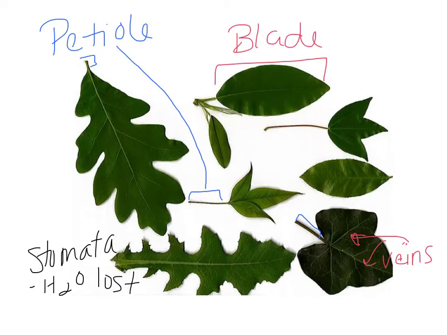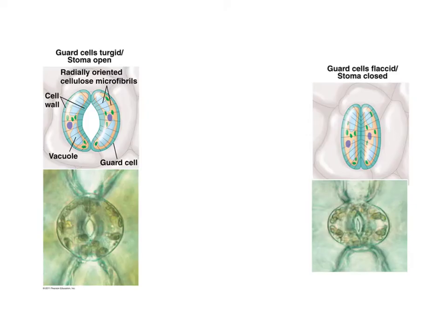So the stomata is where the water is lost, as well as where gas exchange takes place. Remember, plants need to take in carbon dioxide and release oxygen. And so they're going to do that gas exchange through the stomata, through those little holes on the bottom of the leaf. And we're going to hopefully be doing a lab soon where you're going to be able to see those stomata on the bottom of the leaf. So let's talk a little bit more about those stomata.